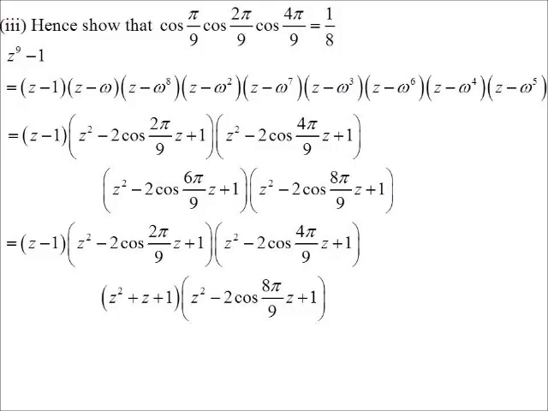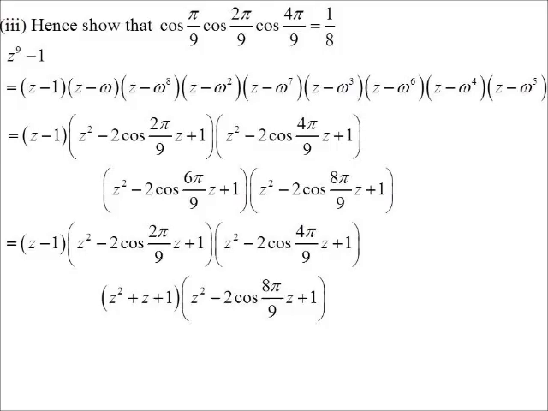6 pi on 9 simplifies to be what? It's not a trick question, by the way. 6 on 9 is the same as? That's an exact value. We can work that one out. 8 pi on 9 is an obtuse angle. It would be the same as minus the cos of pi on 9, which is the missing angle that's there. So I can play around with this.